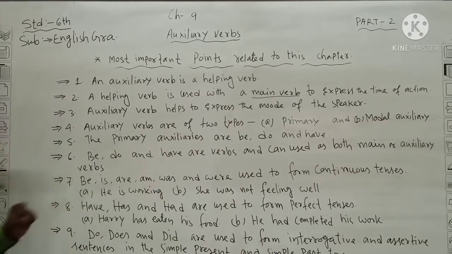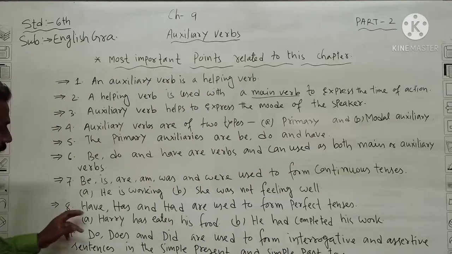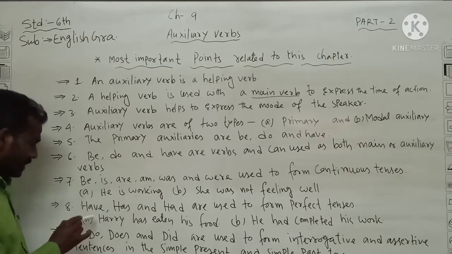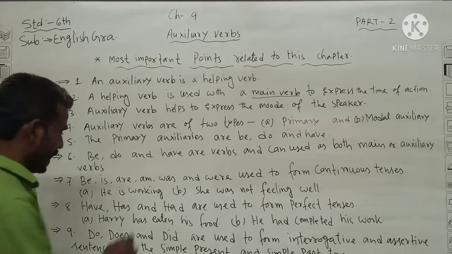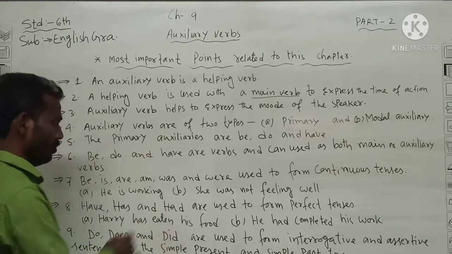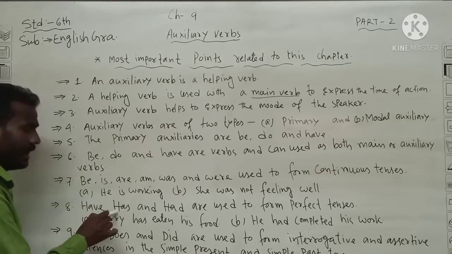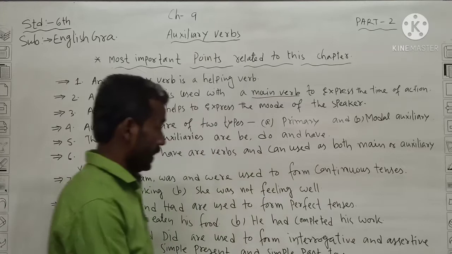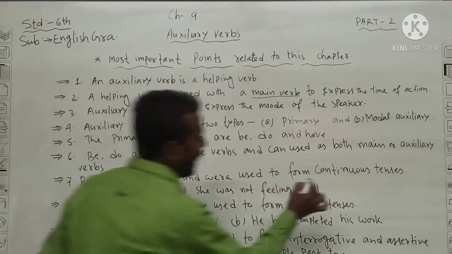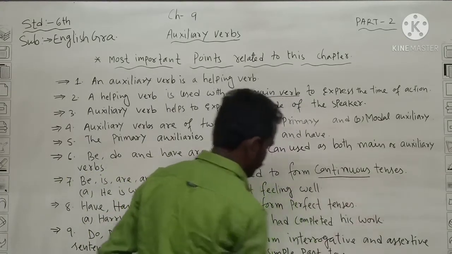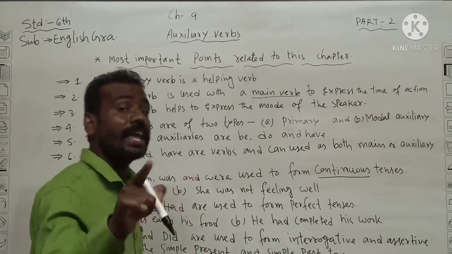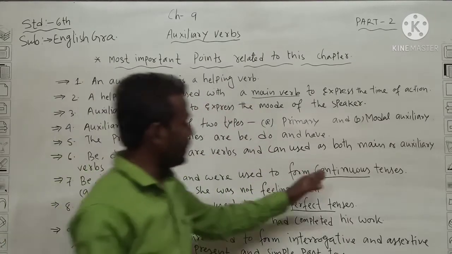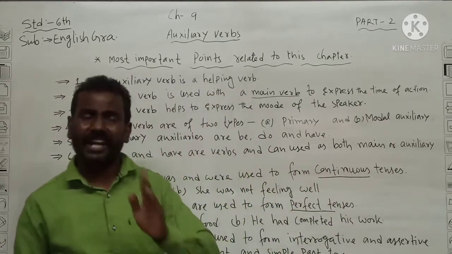So now, point number 8: have, has, and had. Listen one thing. Have and has, it is the present. Had is the past. So have, has, and had are used to form the perfect tense. Okay. In point number 7, I said continuous, and one word I use, imperfect, and here perfect. Why? Continuous, that means it is not ending. Try to understand.